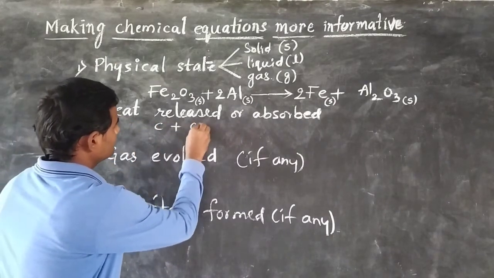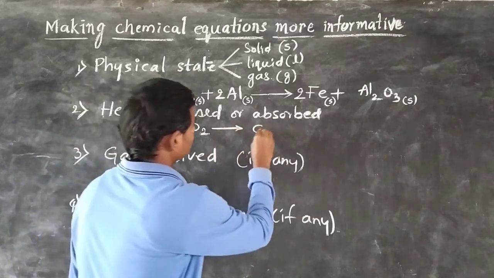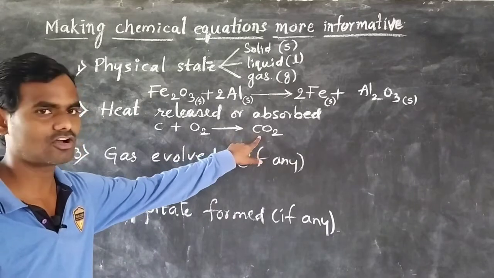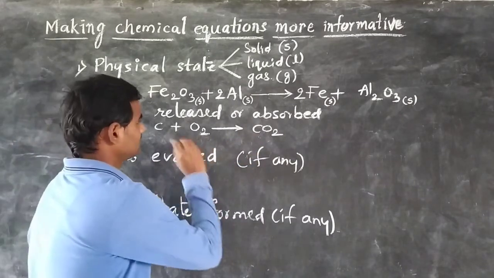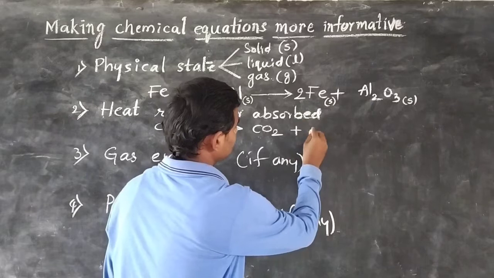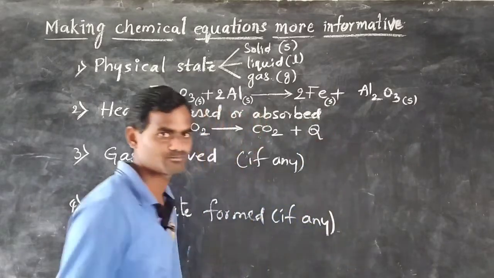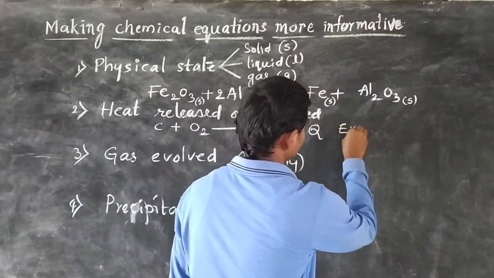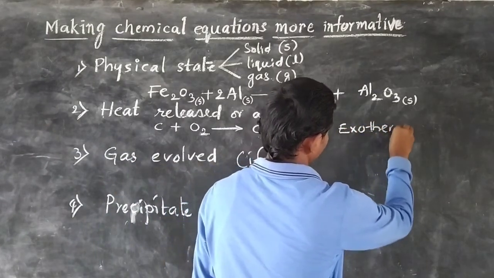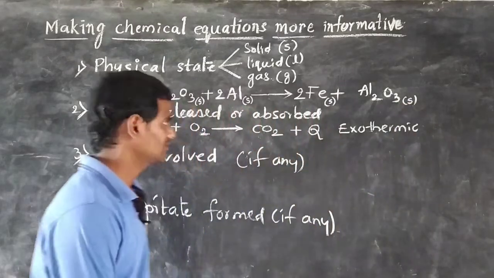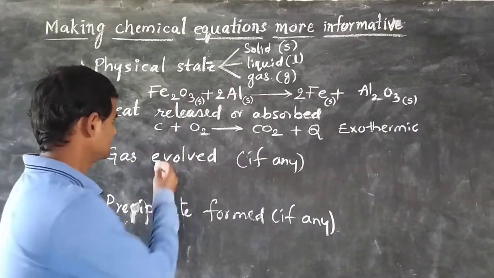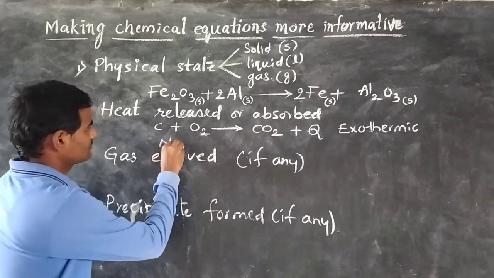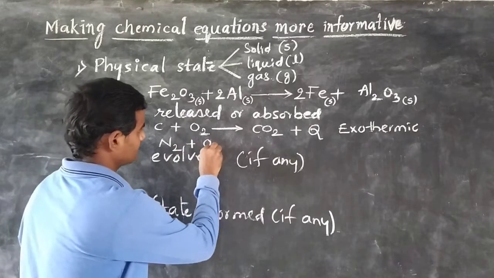When carbon reacts with oxygen, it forms carbon dioxide. In this reaction, it releases heat. It means it is an exothermic reaction. Now we will see one more example, in which nitrogen reacts with oxygen.